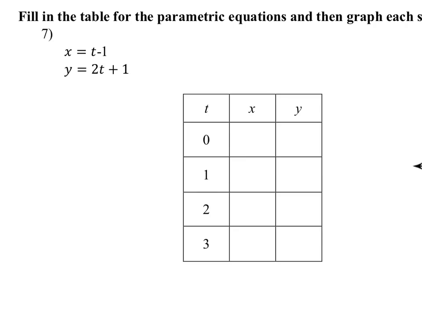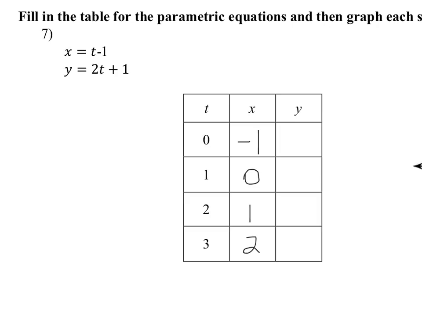All right, in the next problem, we are filling in the table for this parametric set of equations, and then we're going to graph them. All right, so all I'm doing is putting 0 in for t in both of my equations, and then I list my x values and my y values. So for my x values, I have 0 for t, so the first value is going to be -1. 1 minus 1 is 0. 2 minus 1 is 1, and then 3 minus 1 is 2. So these are my x values, -1, 0, 1, and 2.